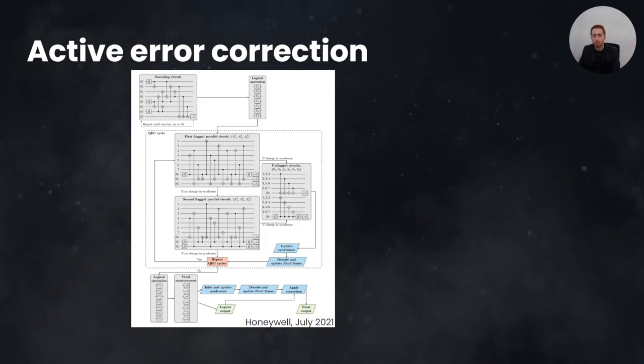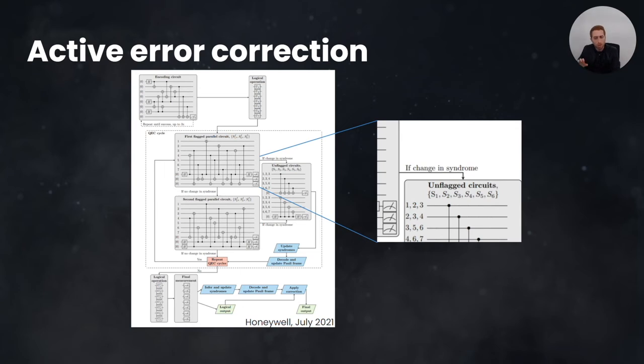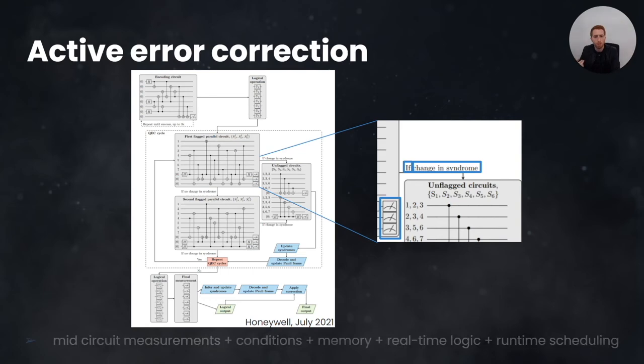A more recent example is by Honeywell in 2021. We won't go into detail, but if you zoom in on this specific part, you can see, again, mid-circuit measurements, conditionals, and in this condition, we have a change in syndrome, which means we need to first remember what the syndrome was, so we need memory, and then we need to check for changes. We need some real-time logic, arithmetic.